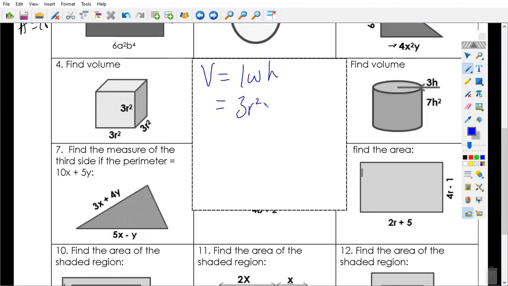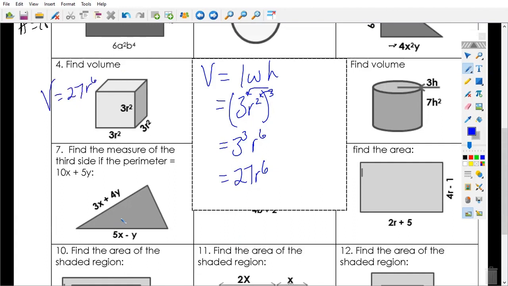3r squared. 3r squared. And we have 3 of them, right? So I am going to cube it because there's 3 of them. And when we cube it, that means you get a 3. So what is 3 to the 3rd? And r squared to the 3rd. 3 to the 3rd is what? 27. Wait, what? 3 times 3 times 3. Bam. Did we find the volume? Yeah. Volume equals 27 r to the 6.